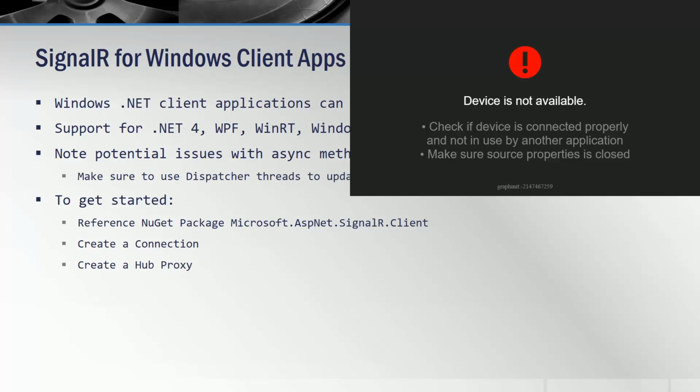Now, SignalR for Windows client apps. Unfortunately, it's a touch bit more difficult with a Windows client app. Just a little bit. Not a lot of it, just a little bit. Windows client apps can connect to them. It's support for .NET 4, WPF, WinRT, Windows Phone, Windows Forms, anything with .NET, I believe it's 4.5 or higher. How many of us are still doing Windows Forms apps?